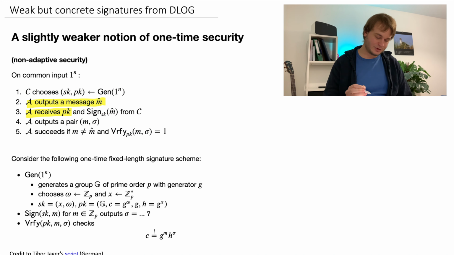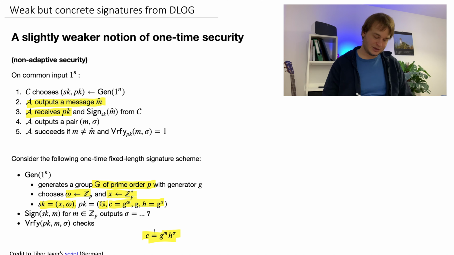Now let's look at the signature scheme. The key generation first generates a group G, which will have prime order, to make things easier for us, and a generator g. Then it chooses a random value omega and a random value x. The secret key is (x, omega), and the public key is the description of the group, and then g to the omega, g, and g to the x. A signature should look like this.